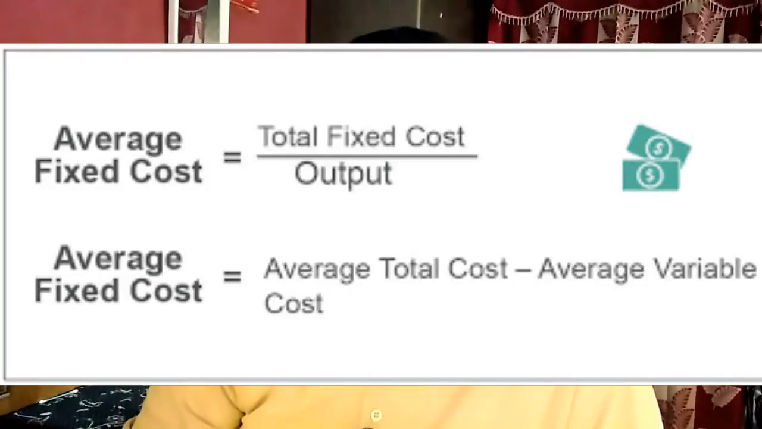How do you calculate total fixed cost? Take your total cost of production and subtract your variable costs multiplied by the number of units you produced. This will give you your total fixed cost.